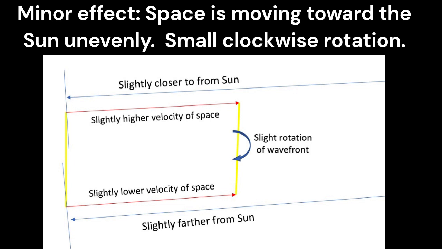The wavefront is passing through space, but the space is moving unevenly. Since this wavefront is going to pass below the sun from our point of view, the upper end of this wavefront is always a little closer to the sun than the lower end, and therefore it moves slightly faster than the lower part, and that causes a very small clockwise rotation of the wavefront due to this uneven speed towards the sun of space. And this happens primarily while approaching the sun, and it's a minor effect.